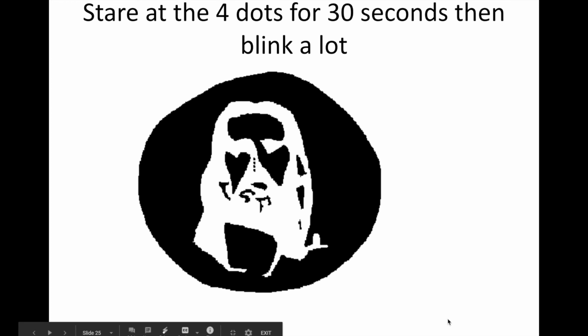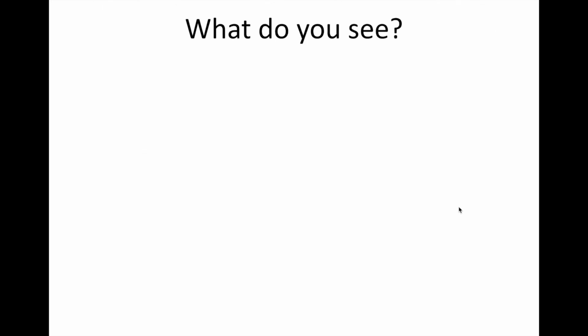Okay, here's another one. This one you have to stare at the four dots here in the center. Again, don't be moving your eyes around. Stare at the four dots in the center for 30 seconds. If you're going to do this, go ahead and pause the video. Stare at it for 30 seconds.